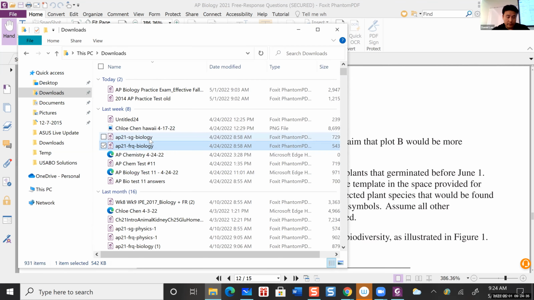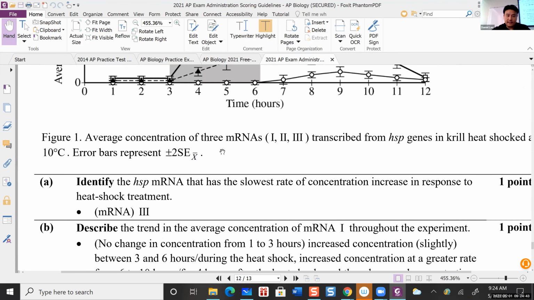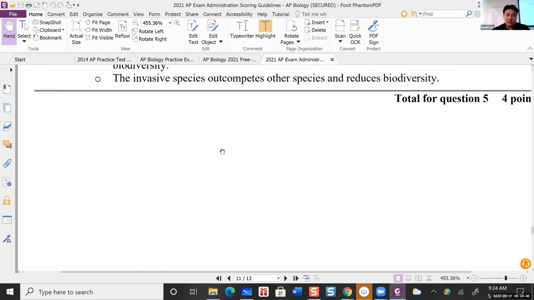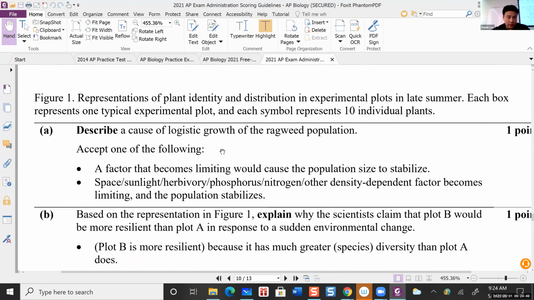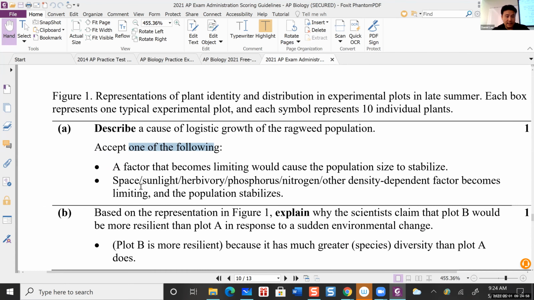Okay, so we want to now focus on the scoring guide, which is also here, and see what the scoring guide says. So let's see, we have this question number five. There are steps, one of the following: a factor that becomes limiting will cause the population size to stabilize. So you can talk about what? Space, amount of sunlight, herbivory, phosphorus, nitrogen, that's nutrients, that's the food, and other density-dependent factors becoming limiting. So did they restrict us to a particular one? No, you can talk about anything, okay?